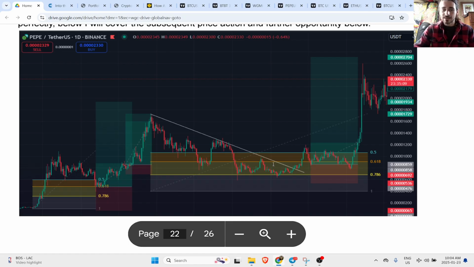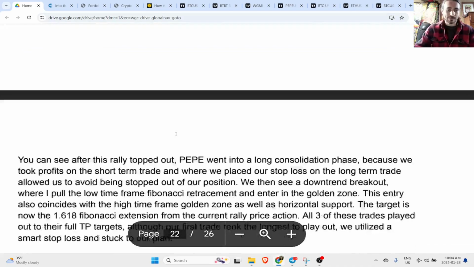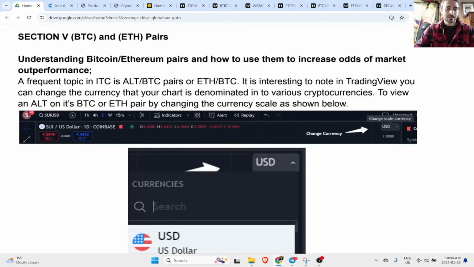So accumulate within the golden zone, the spot position accumulating in that high time frame golden zone. And then we see our lower time frame downtrend breakout, and then our entry here. So again, we've got another spot position supplemented by a swing position, and then riding that momentum up. So you can see Bitcoin and ETH pairs.